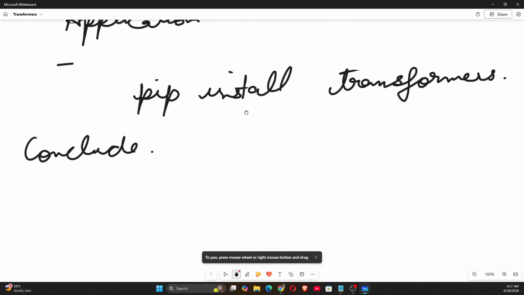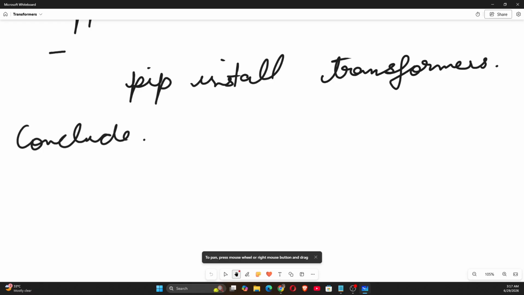Next, we come to applications of transformers. First and foremost is ChatGPT, then Google Translate, Gemini, Claude, BERT, GPT, Llama, recommendation systems, medical AI, document search, OCR, image captioning, speech recognition, and code generation. How to install transformers? Very easy, pip install transformers. And to import, from transformers import pipeline.